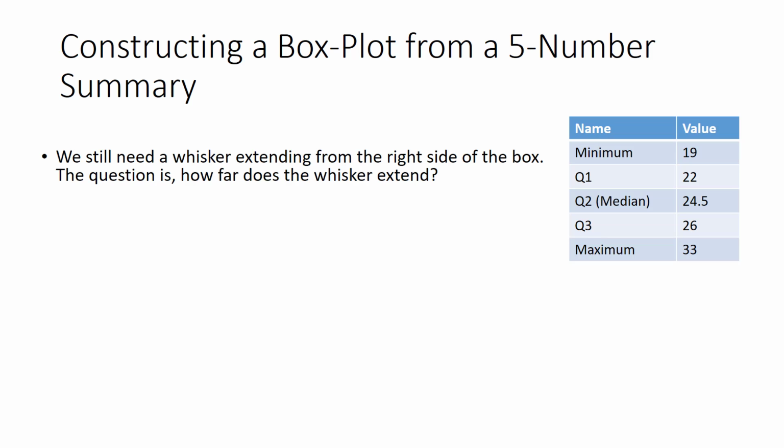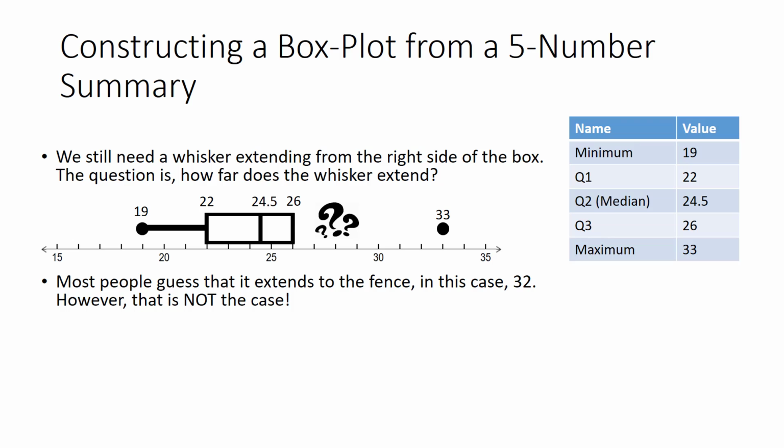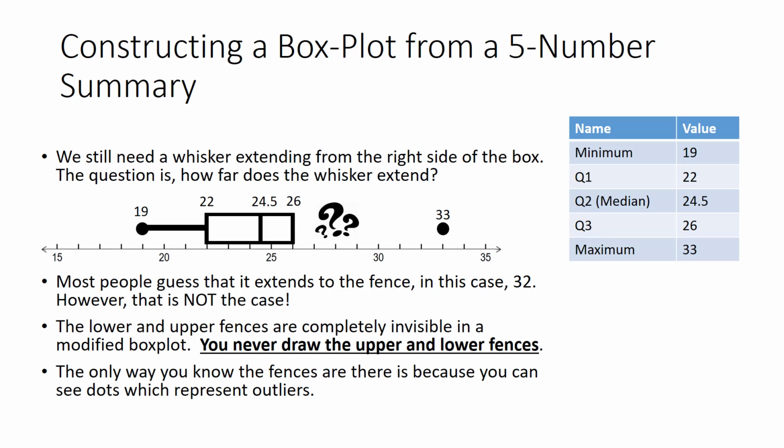We still need a whisker extending from the right side of the box. The question is, how far does the whisker extend? Most people guess that it extends to the fence, which in this case is 32. However, that is not the case. The lower and upper fences are completely invisible in a modified box plot. You never draw the upper and lower fences. The only way you know the fences are there is because you can see dots, which represent outliers.